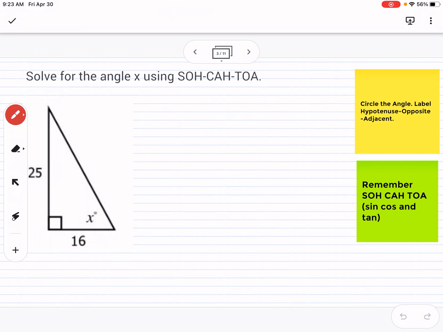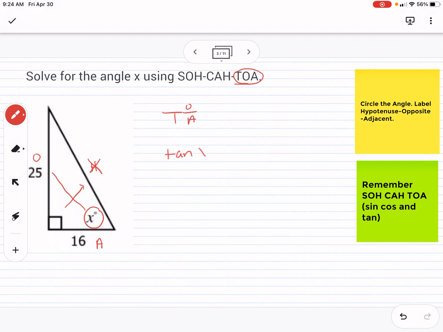In this next problem, we're going to solve for the angle X using SOH CAH TOA. So I'm going to start by labeling my hypotenuse. Then I look at angle X, I label my opposite side and my adjacent. Here we don't have to use the hypotenuse because there is nothing on that side of the triangle. So if I look at the letters that are left, I have O and A. O and A can be found in TOA.